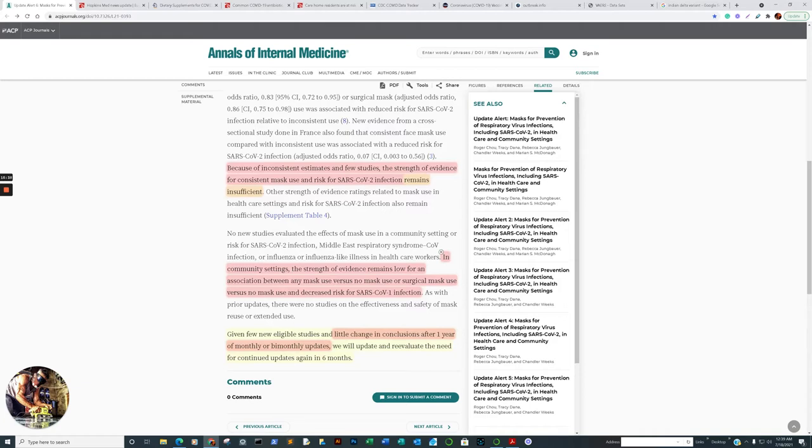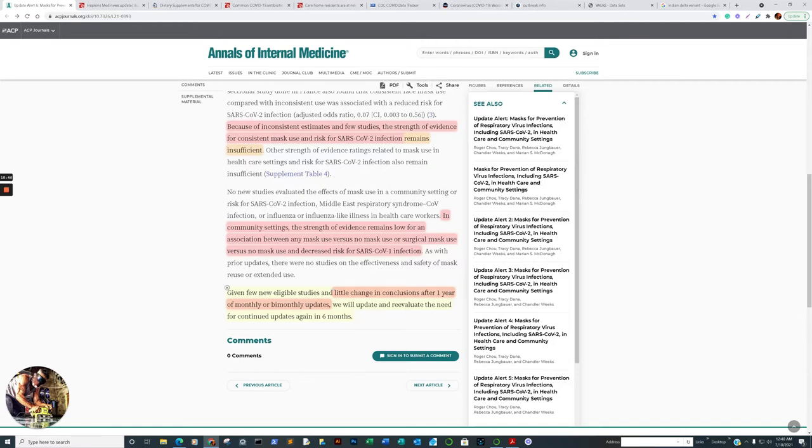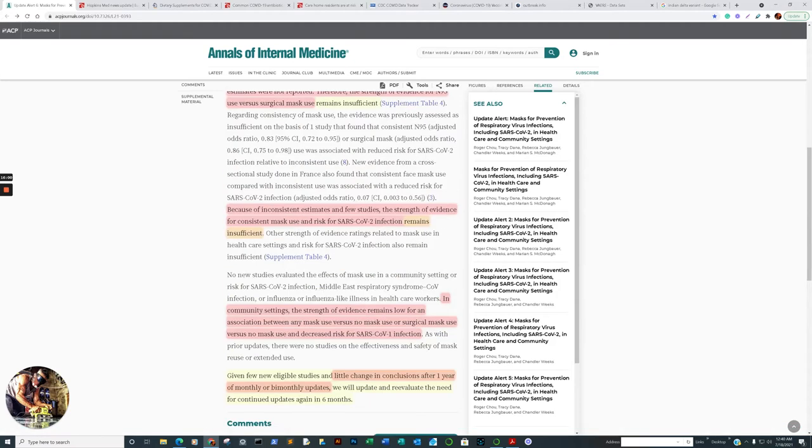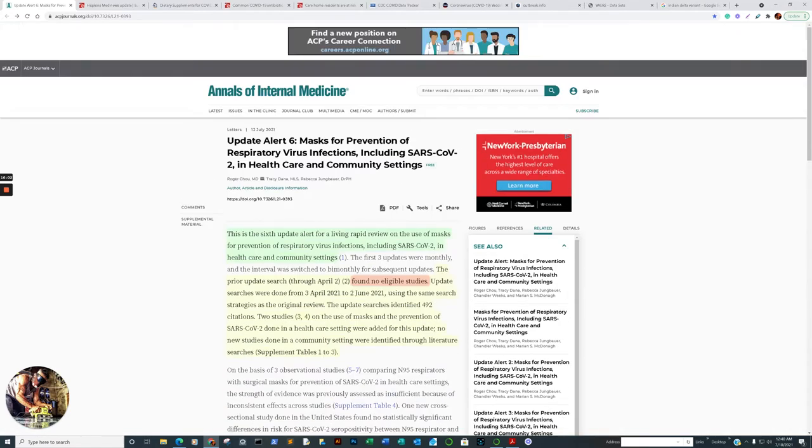And this is in reference to SARS-CoV-1 as well. But to conclude, given few new eligible studies and little change in conclusions after 1 year of monthly or bi-monthly updates, we will update and reevaluate the need for continued updates again in 6 months. So, you know, you see what I mean?